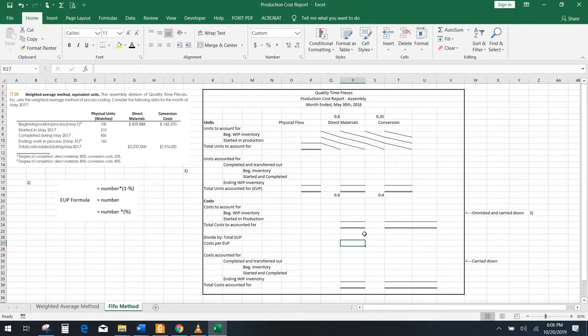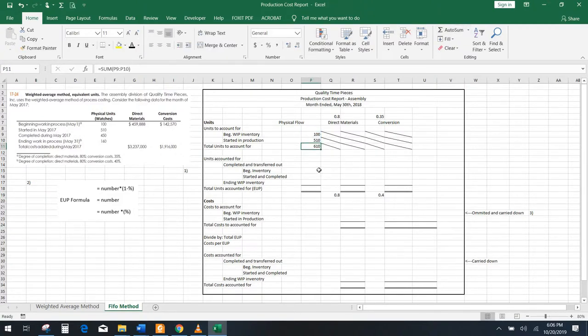So I will walk through this problem, talk about the changes from the weighted average method, solve the problem again, and hopefully provide some clarity between how to do a weighted average production cost report and a FIFO method production cost report. So let's get started by just putting in the physical units. Those are given, 100 and 510. No changes there.